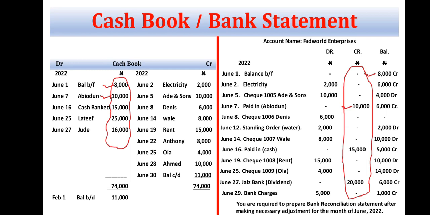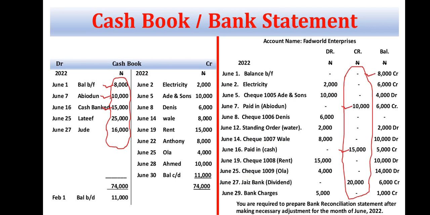On June 16th in the cash book, we have cash bank. Cash bank, I'll explain, under the cash book, is the money transferred to the bank, which is 15,000 naira. Let's look at June 16 under the bank statement. There is an entry for June 16 under the bank statement, where we have paid in cash 15,000 naira.